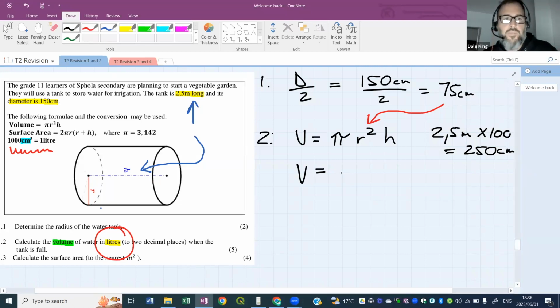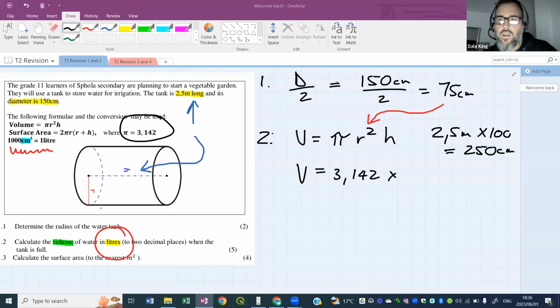Now we're going to put all the bits and pieces in. So pi comes from the question over there. So it's 3,142 times r squared. All right, now the r is 75 centimeters. We did that in question 1. So I'm going to put 75 centimeters and I'm going to square it. I always use brackets here.